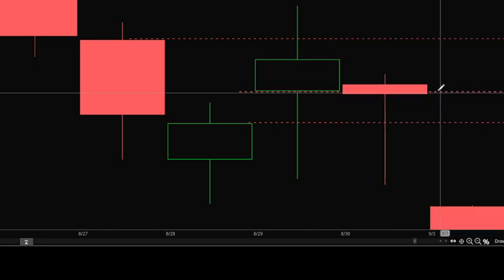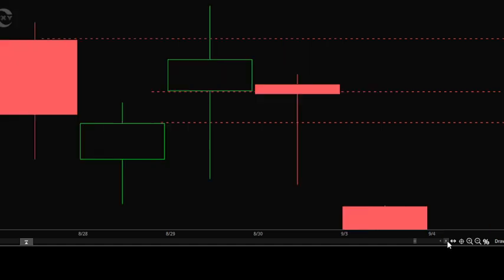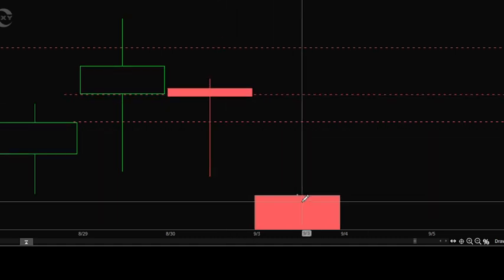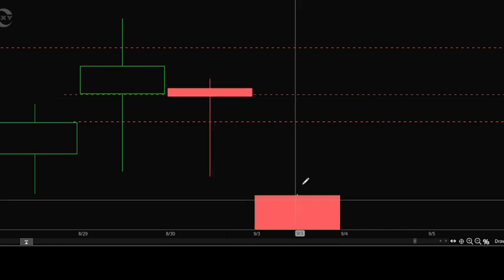Now I do see the next day it gapped down. I wonder if that was a weekend. 30th to the 3rd. Yeah, so that was a weekend. That makes sense with the gap.